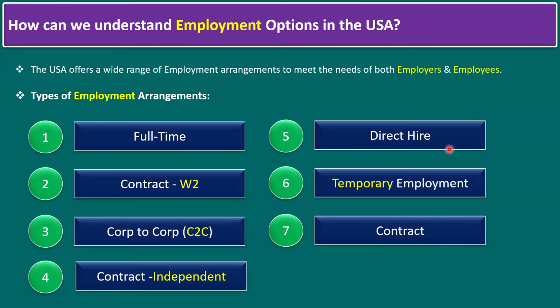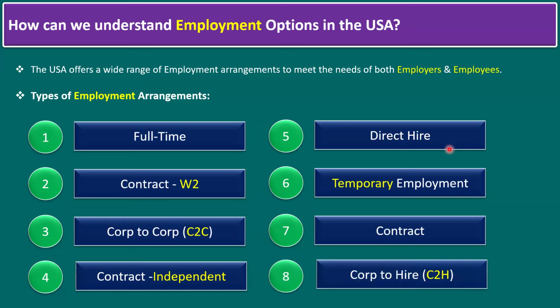Workers are hired under contract agreements for a specific project or specific duration. Sometimes a contract will be 12 months, in some scenarios 24 months or 36 months, and you receive compensation based on contract terms. And last but not least, the option is C2H. C2H means corp to hire.